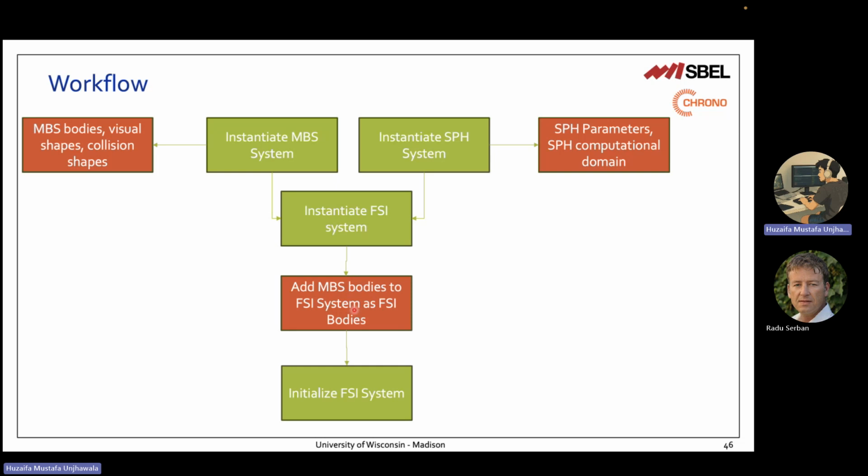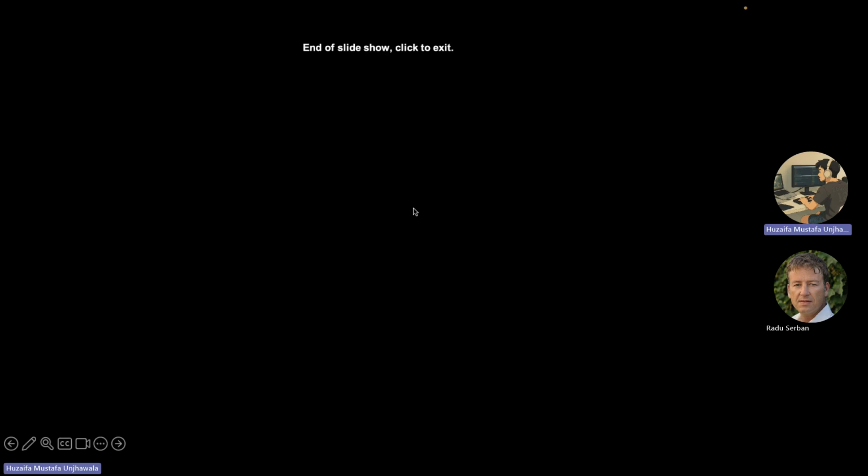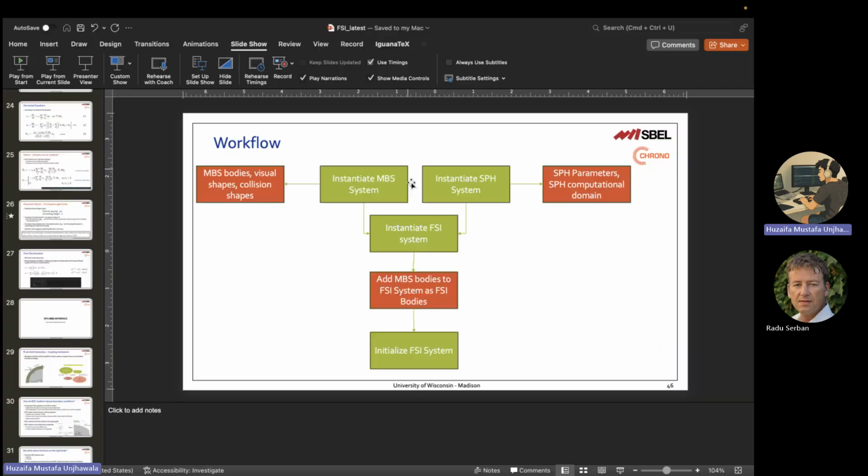So this is all you need to remember. You need to set the parameters for the SPH system. You need to set the MBS system. You need to couple them through the FSI system. You need to tell the SPH system what bodies it needs to care about, and you do this through the FSI system. Then you just initialize the FSI system and you can do simulations with it. Okay, so now I'm going to go to the code.